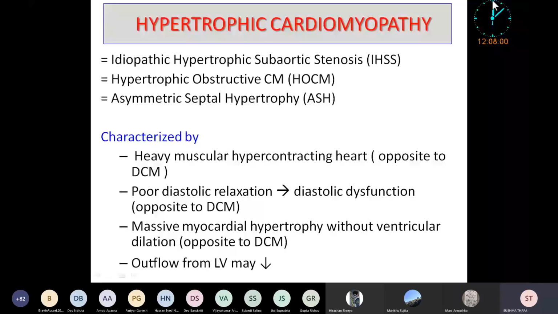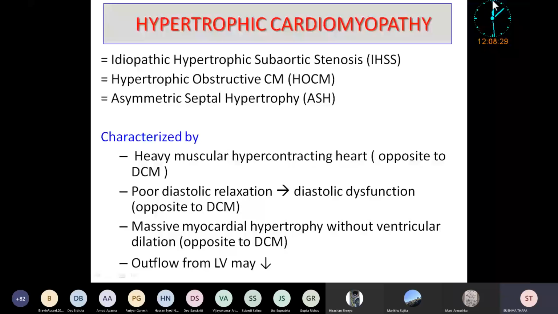Yes, ma'am. What do you mean by hypertrophy? Increase in cell size. Yes, it is not cell number, but an increase in the cell size. The cardiac muscle size is increased, so there is massive enlargement of the myocardial cells. So hypertrophy is there in general, but there is no ventricular dilation.